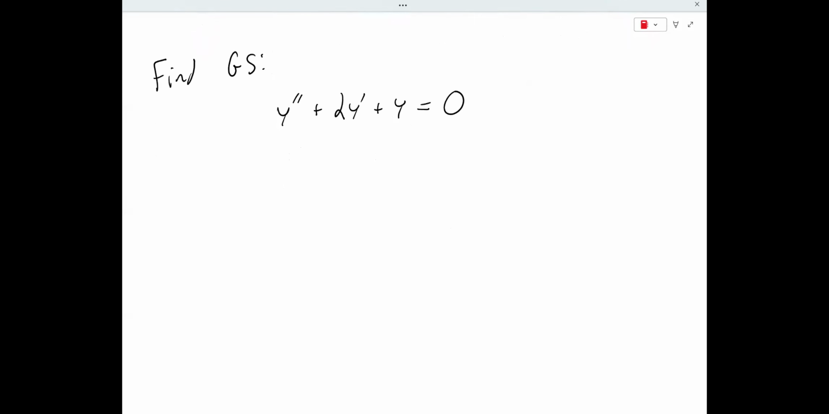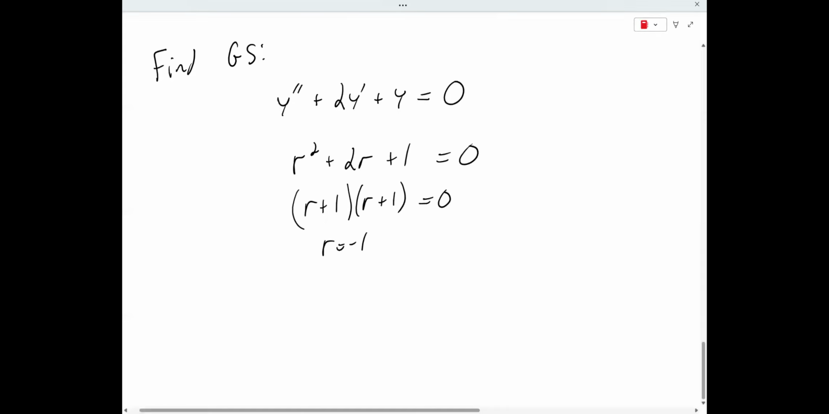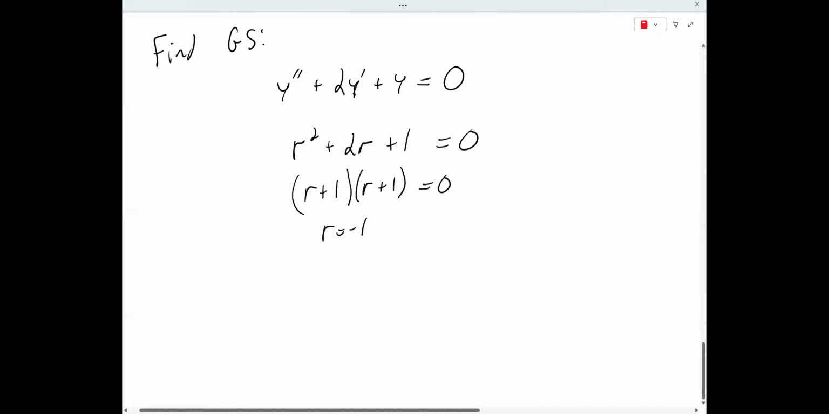Okay, so you write down your characteristic equation. That's r squared plus 2r plus 1 equals 0. Okay, so you factor it: r plus 1 squared equals 0. So we get basically r equals negative 1 here. Okay, so we have one solution here, right? y sub 1 is equal to what? That'd be e to the negative 1x, like this. Okay, anything there so far?